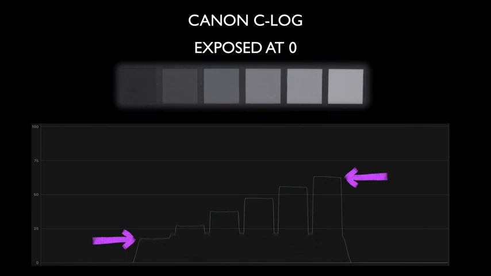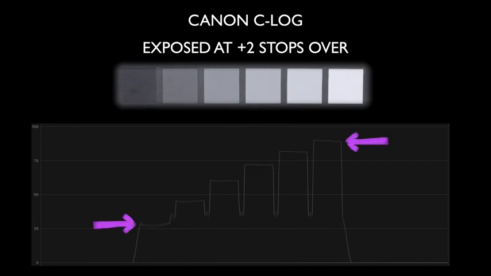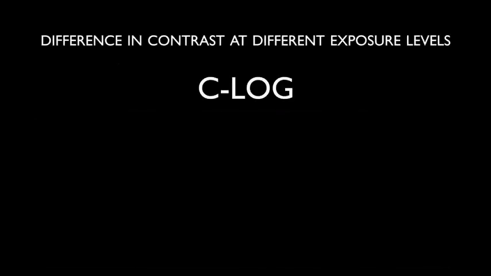So let's see what happens when we bring the exposure up now. Here we are at +1 stops and you can see that the brighter area is now up at 75% and the darker area has barely moved. It's sat at around just over 20%. Now at +2 stops you can see the brighter area is up at around 90% and the darker area is sat just over 25%. So with C-Log, the difference between the bright and dark areas actually increases as you bring your exposure up. By how much, I hear you ask? Well, exposed at 0, there's a 45% difference between the darkest square and the lightest square. At 1 stop over, there's a 55% difference.